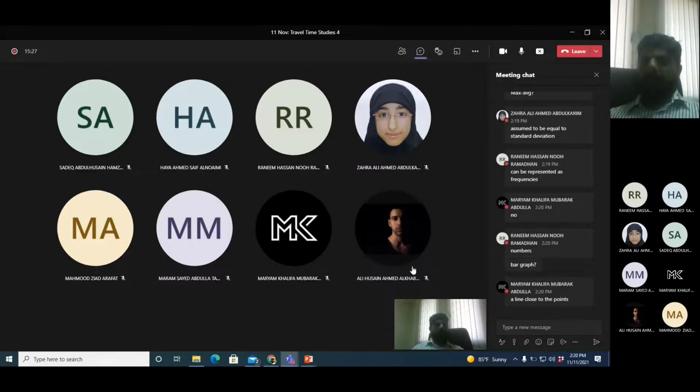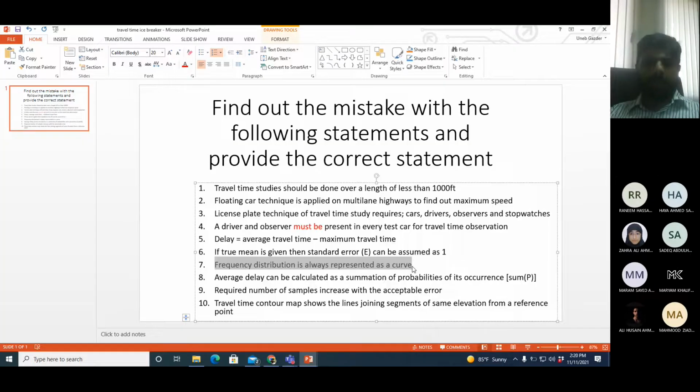So frequency distribution must always be represented with a graph or a bar graph. Good. Histogram, bar diagram. Good. Yes, Mariam, line close to the point is also a curve. Okay, it's also a curve. So Raneem, you are correct. It can be a bar graph or a histogram, which I showed you again in the last problem. It can be a bar diagram. Okay, good. Well done. Average delay can be calculated as summation of probabilities of its occurrence.